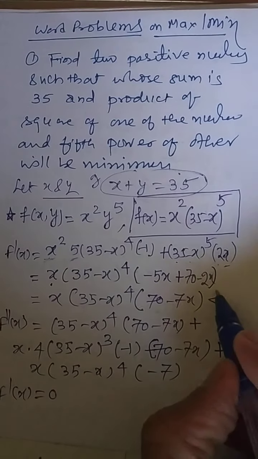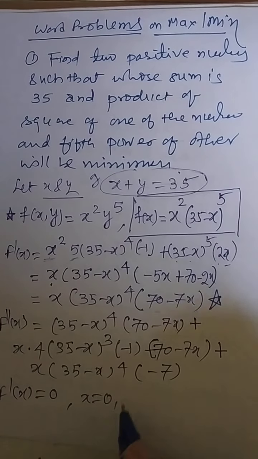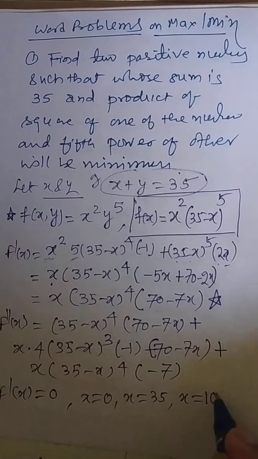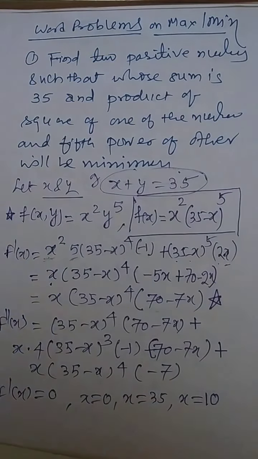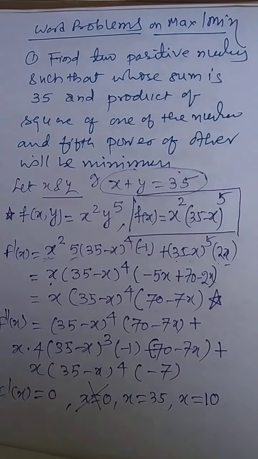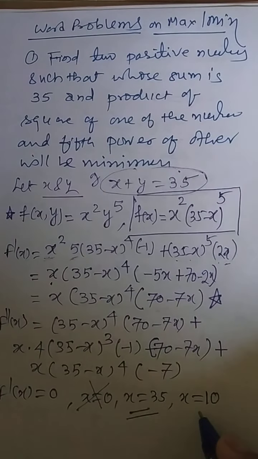Now look at this expression. When will it be equal to 0? When x is 0, x is 35, or x is 10. But if you look at the question, they are asking about two positive numbers, so we will delete x equal to 0. So which two numbers should I consider? One is 35 and the other is 10. So these are the two critical points.